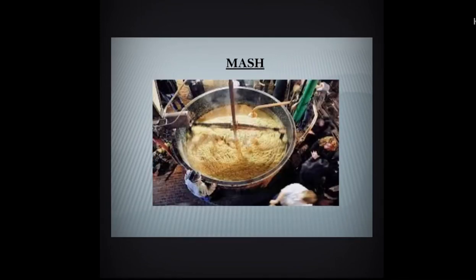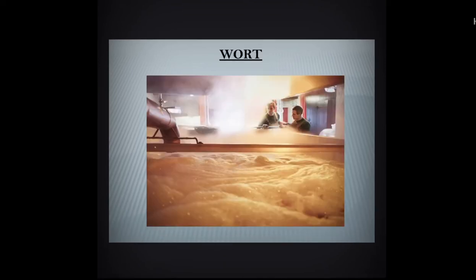Mash is adding hot water to the grist. The temperature is 145 to 155 Fahrenheit, because malt and other cereal starch are transformed into sugar, and protein and other material are made soluble. Wort is a solution of soluble material in water.